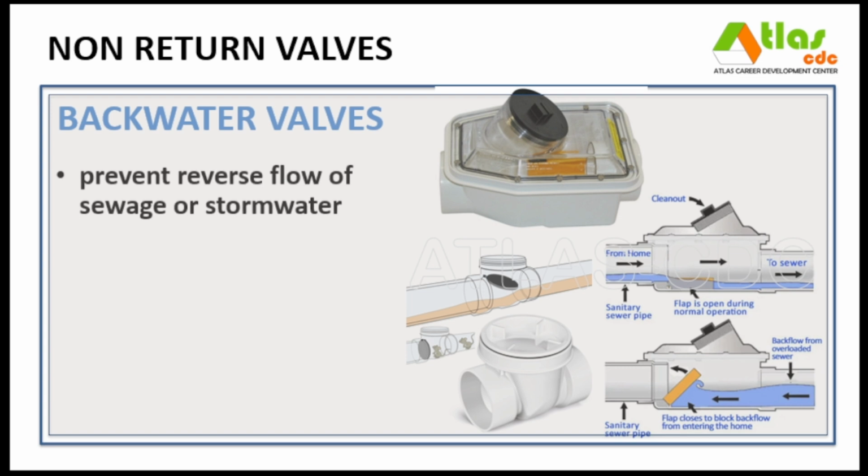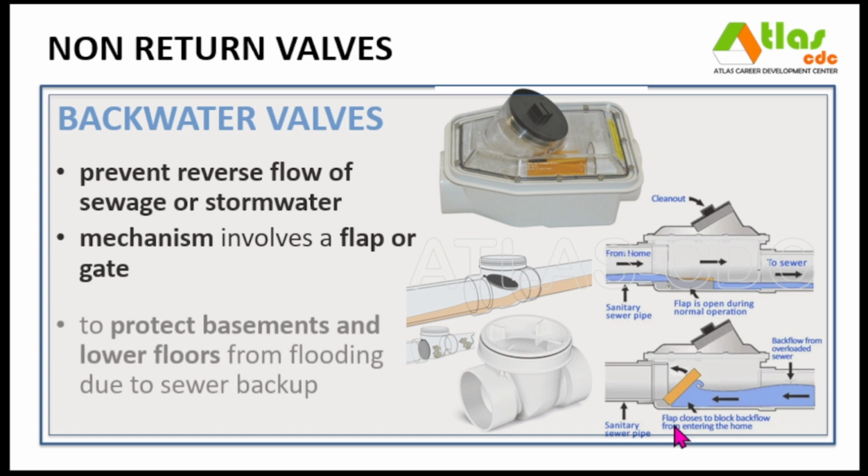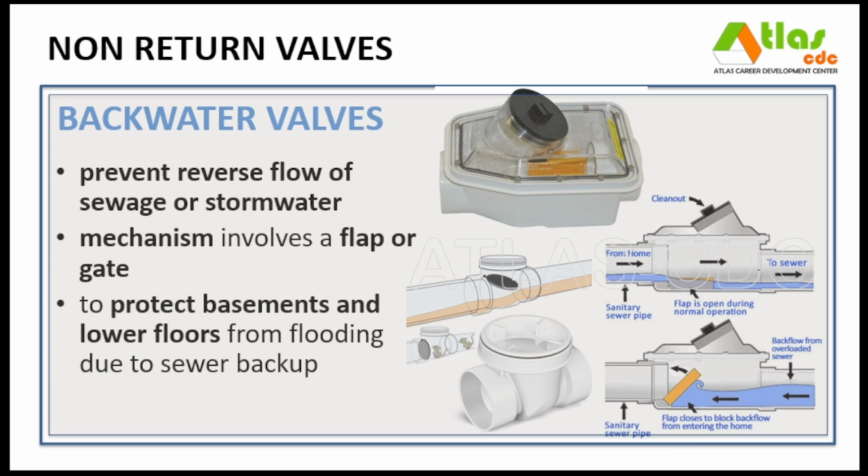A backwater valve is a type of check valve designed to prevent reverse flow of sewage or stormwater into buildings, especially during heavy rains or sewer backups. Its mechanism involves a flap or gate that remains open under normal flow and closes automatically when flow reverses. The function is to protect basements and lower floors from flooding due to sewer backup.